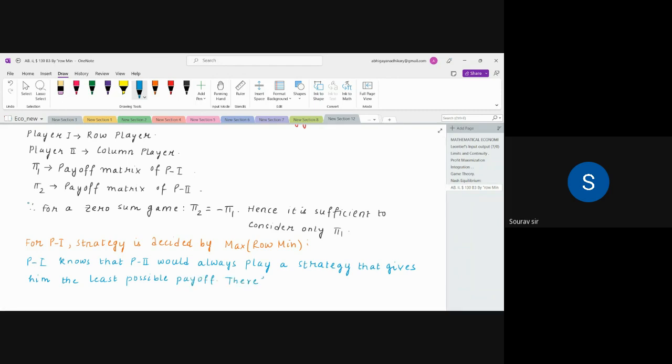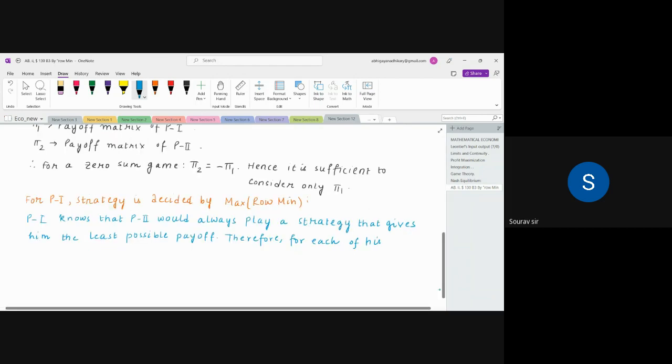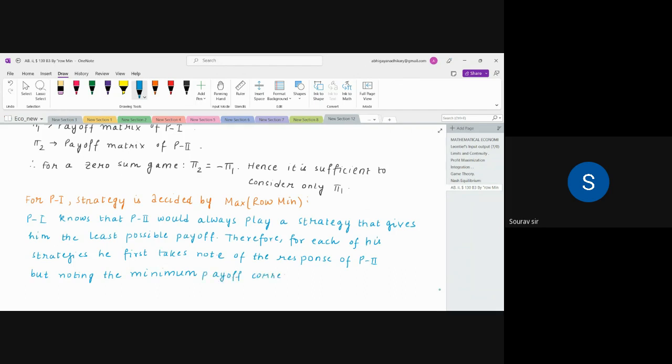Therefore, for each of his strategies, he first takes note of the response of player 2 by noting the minimum payoff corresponding to each row. Right?